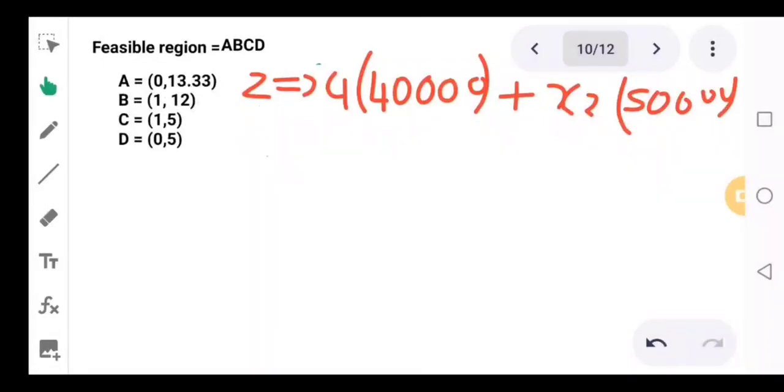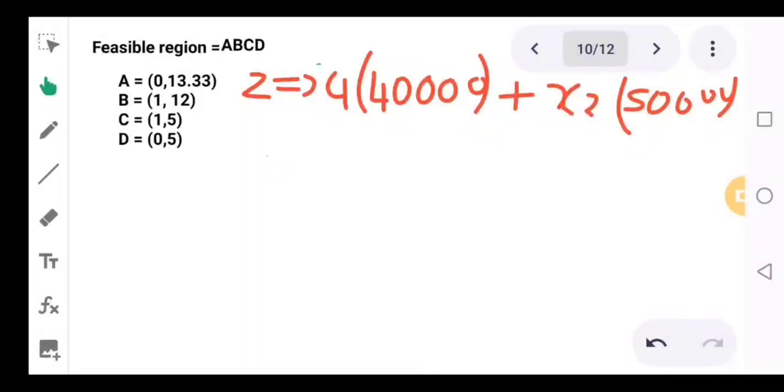By looking at it, it's very clear that for the points C and D, if you replace this by 1 and this by 5, you will not get a value as high as you would in case of A and B. Prima facie, I am just saying. Because 1 and 12, or 0 and 13.33, is much higher than 1 comma 5. So if you replace x1 with 1 and x2 with 5, obviously your answer will be less than what you will get in case of these two. It's better not to waste your time trying it out, but if you want, you can solve it once and see. It won't give you the maximum answer. You'll get the maximum either in A or in B.